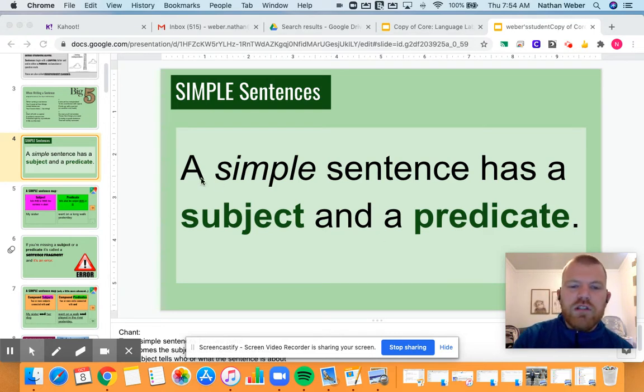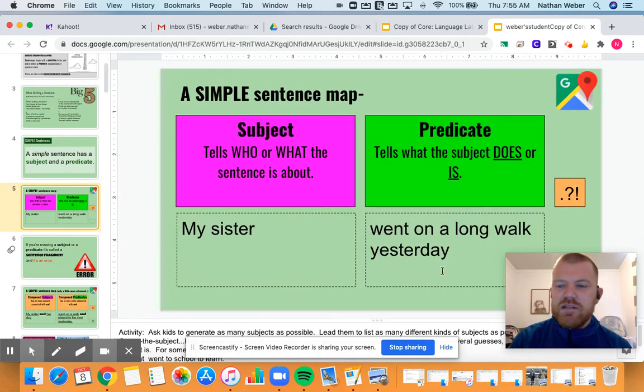All right, so let's remember a simple sentence has just a subject and a predicate. We're going to look at this map really quick. If you haven't seen this map before, please pause and write this down. Go ahead, take notes and write down this simple sentence map. Remember, a simple sentence has a subject, and that tells who or what the sentence is about. And following the subject, there's a predicate, which tells what the subject does or is.